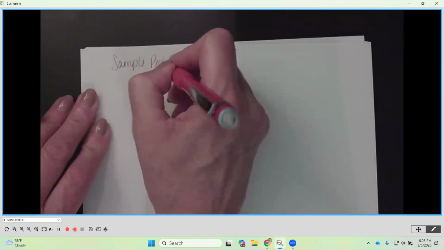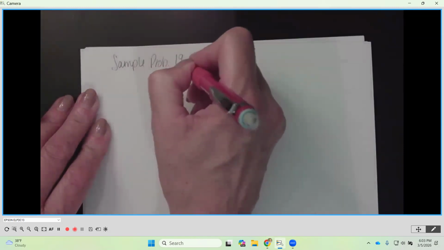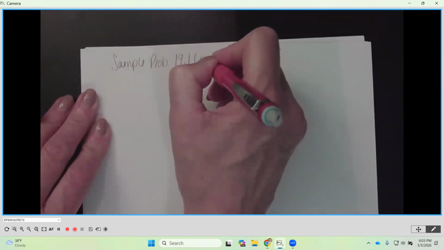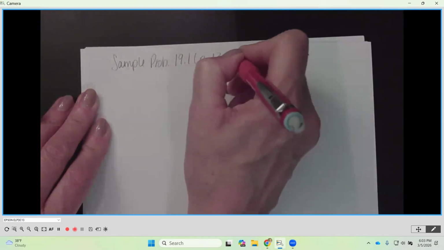So this is going to be sample problem 19.1, and this is on page 1358. All right. So, the information that's given to us.